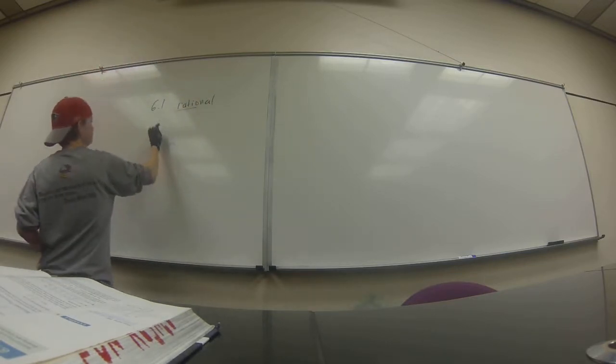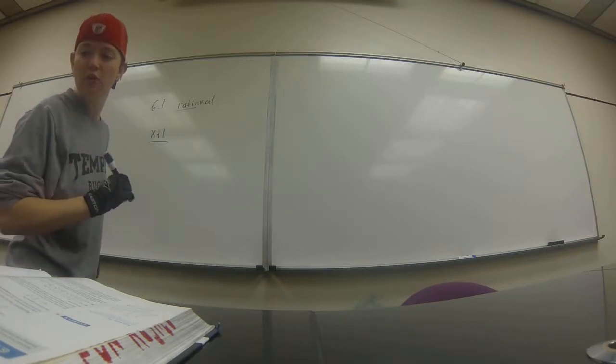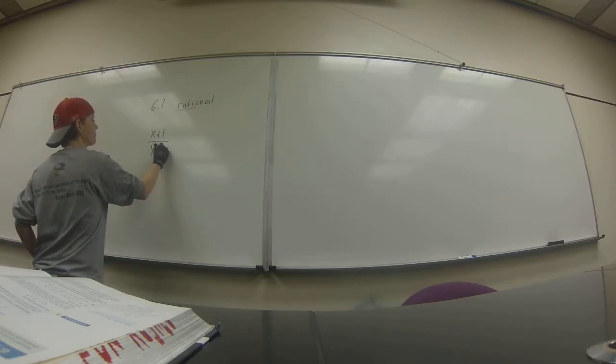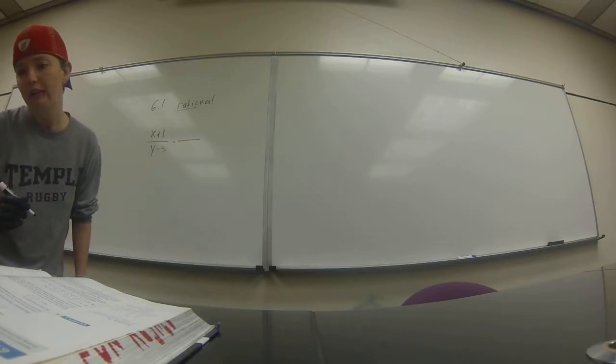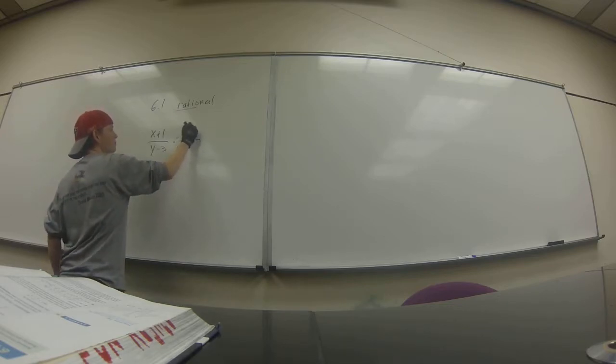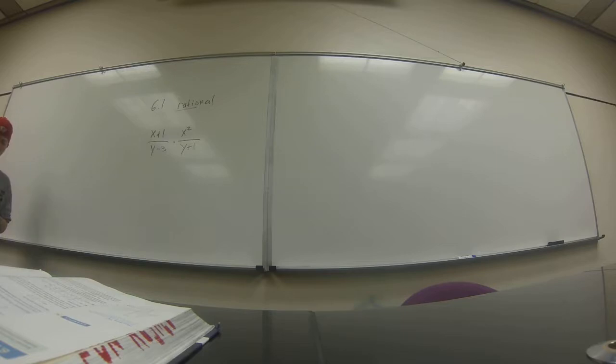Example 2 says x plus 1 over y minus 3 times x squared over y plus 1. This one's actually going to be ridiculously easy. Is this an expression or an equation? It's an expression, so all we're allowed to do to it is simplify it.